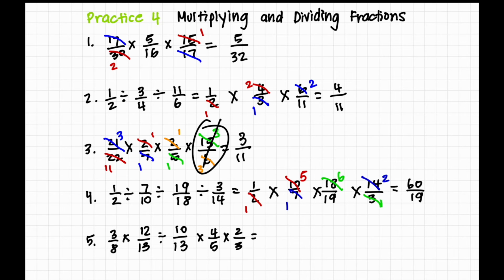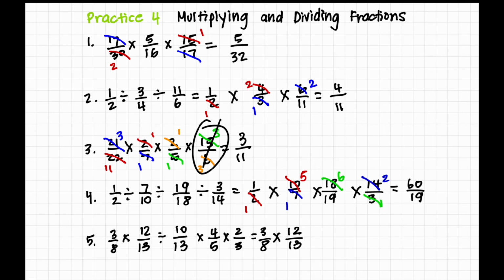And then we have to turn this into a problem with all multiplication, right? For us to simplify with the crossing out. So I'll just rewrite all the numbers that are just multiplied. And then we have divided by 10 over 13, right? With 12 over 13.